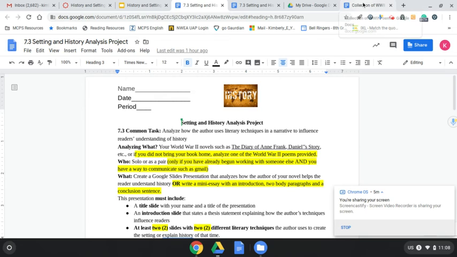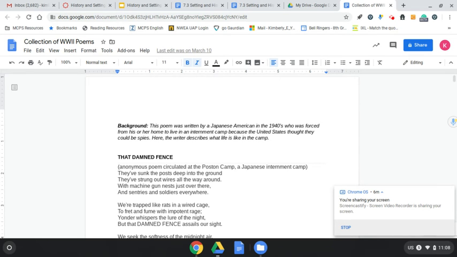So I have attached these poems. We'll see if it comes up. The one that all of you know because we've looked at this poem quite a few times is That Damned Fence. But there are quite a few other poems if you scroll all the way down, poems about concentration camps, living in internment camps, World War II and war. Some of you might still have paper copies of these, but if you don't, and you were planning on creating a presentation on the poem, you can scroll down to find the poem that you chose.